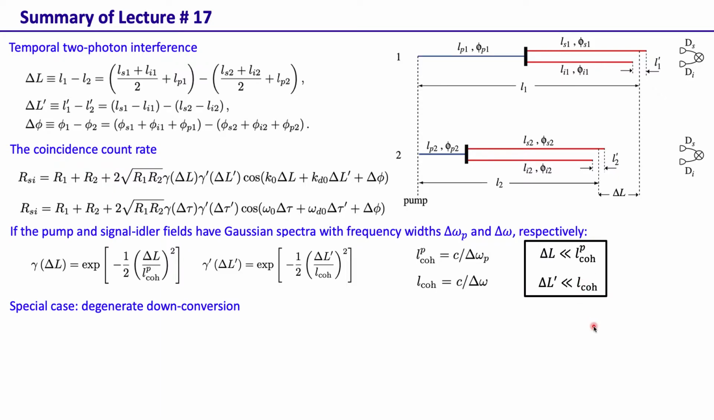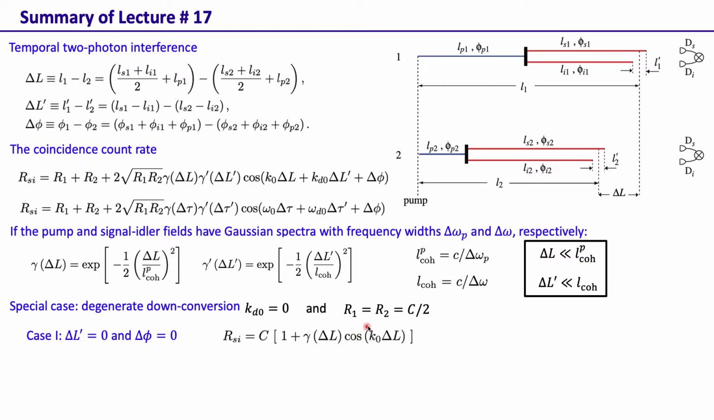Then we looked at degenerate down conversion, in which the central frequency of the signal and that of the idler are the same, and then they will have to be half the central frequency of the pump. So the difference of the two frequencies or two vectors is 0, and if the amplitudes in the two alternatives are also the same, then for this situation we looked at two special cases.